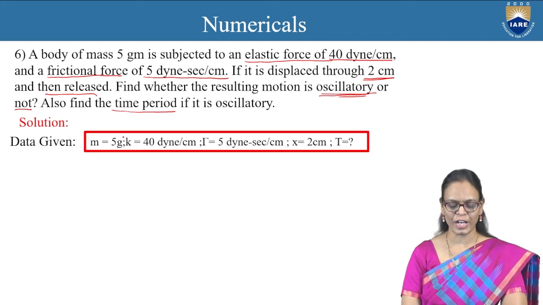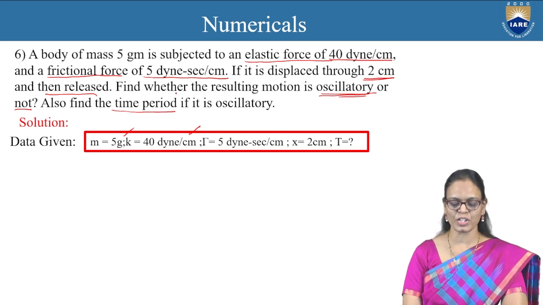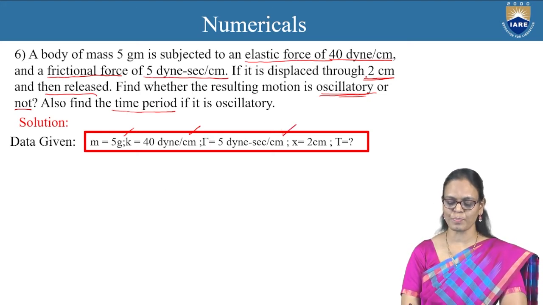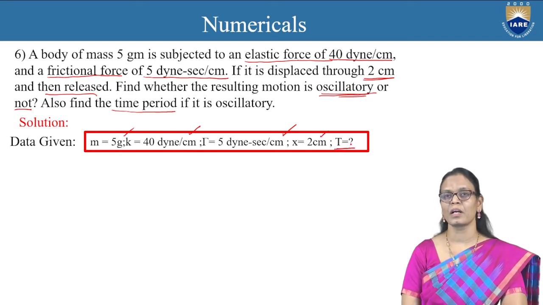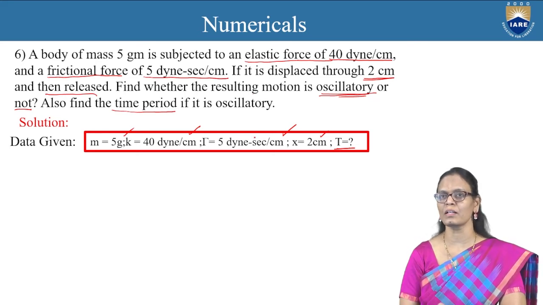So m is given 5 grams. K, the force constant, elastic force, is given as 40 dyne per centimeter. And the frictional force gamma, here I'll call it a resistive force or the damping force, is 5 dyne second per centimeter. And the displacement is 2 centimeter. You have to find the time period. And again, you see all the quantities are in CGS system. So we'll try to continue doing the numerical in CGS without any conversions.